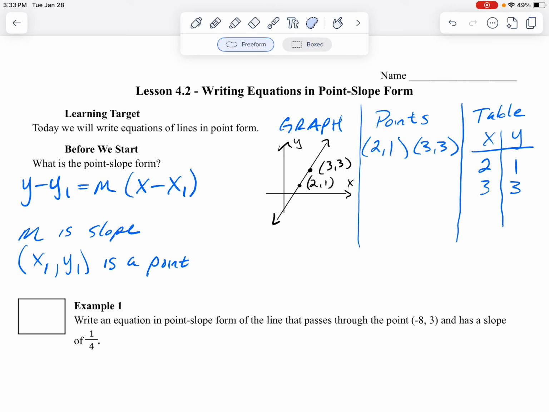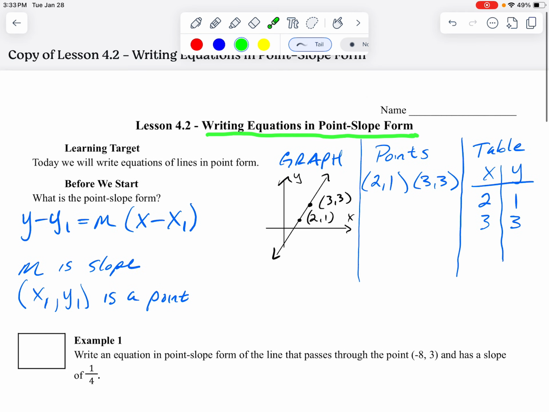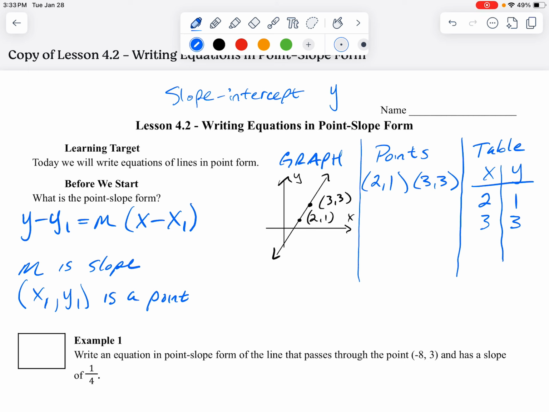And here's our video for lesson 4.2. So we're still focusing on writing linear equations. We're just changing the form. So previously we had talked about slope-intercept form, and that was y equals mx plus b.